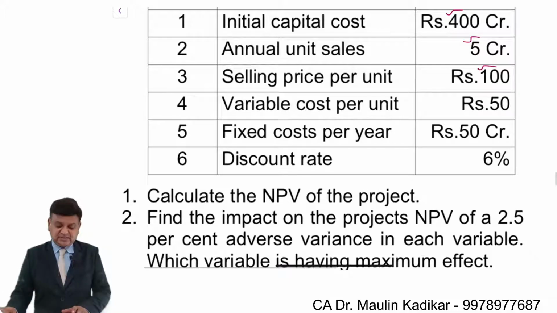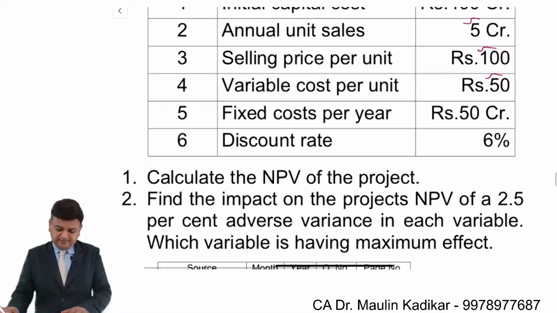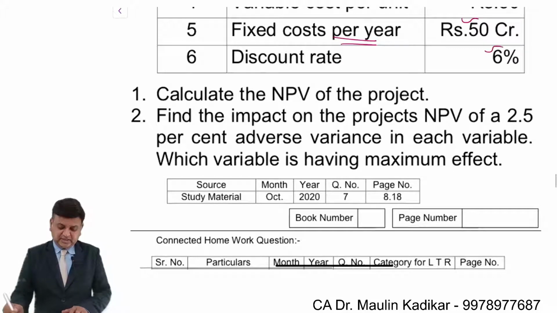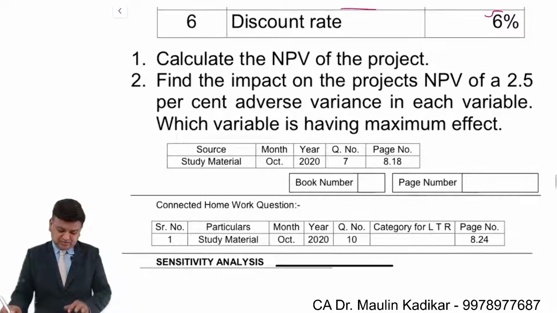Per unit selling price is 100. Per unit variable cost is 50. Per year annual fixed cost is rupees 50 crore. Discounting rate is 6%. The first question is calculate NPV of the project.